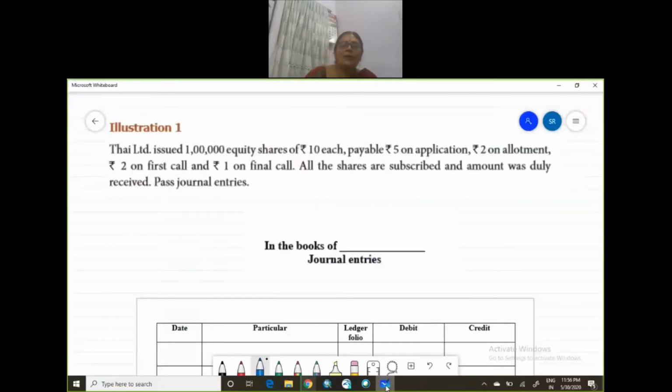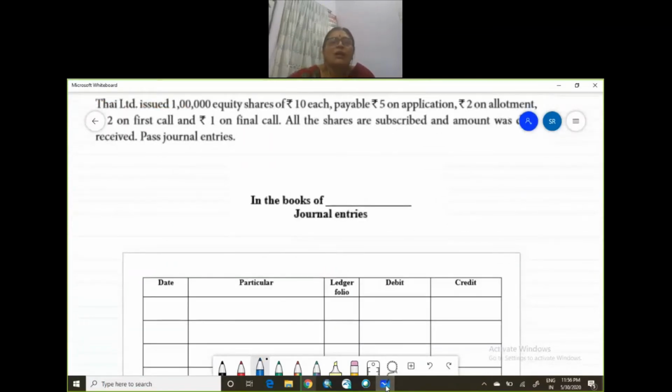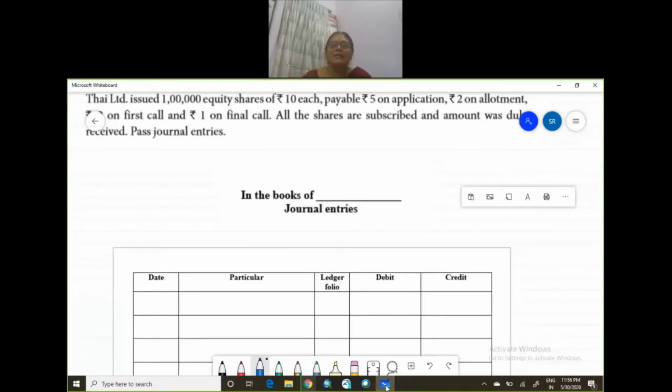Now see, 1 lakh equity shares. The company is going to issue 1 lakh equity shares of rupees 10, payable on application. So let us have some working notes here.